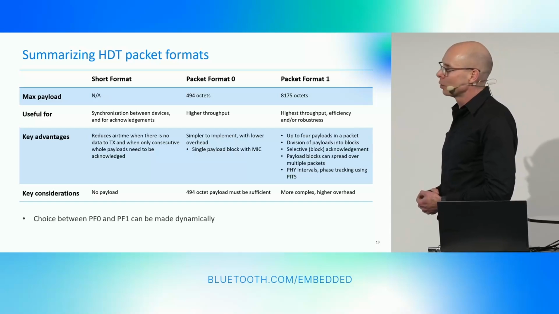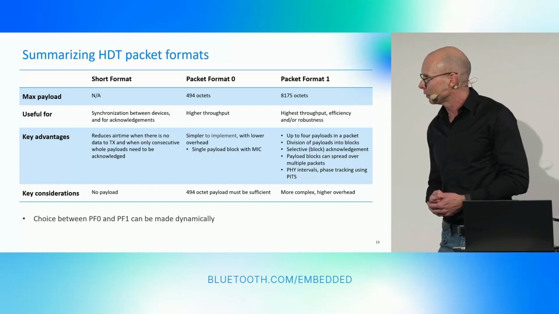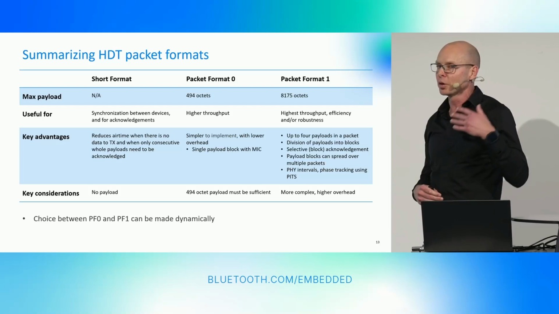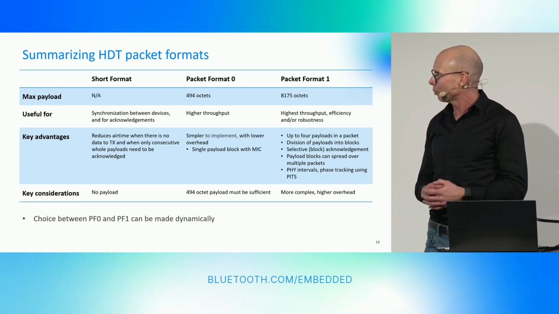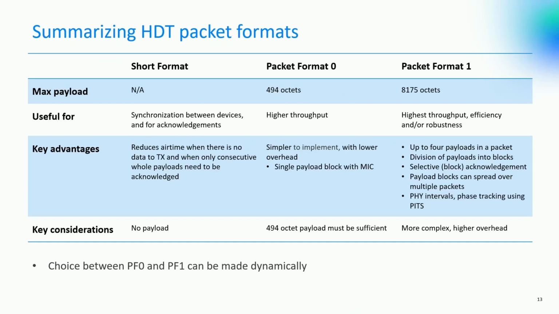And then packet format 0, max payload of 494 octets. I think I failed to mention that previously. So you're definitely going to see an increase in throughput with packet format 0. If your application can operate with that max payload size, that might be the most advantageous packet format. It's going to be simpler to implement with lower overhead than packet format 1. And then packet format 1, obviously the largest, most robust packet format, with the highest throughput, best efficiency, and best robustness of all 3 packet formats.